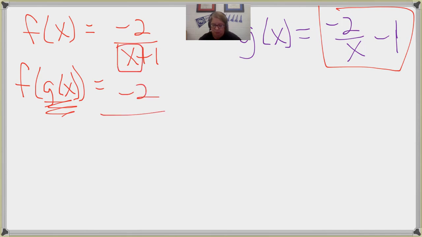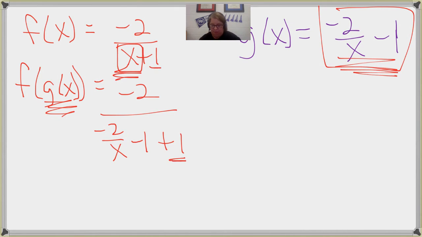So we have -2 over x minus 1 plus 1. Okay, this replaces this x. This plus 1 came from right here. Now, what are we looking for? We're looking to see what cancels. Look in the bottom of that big old fraction. You see that -1 plus 1? So those cancel. Now what we have is -2 divided by -2 over x.